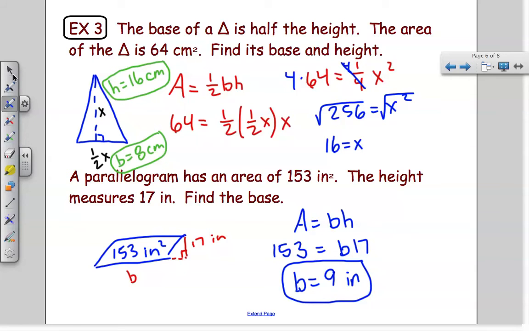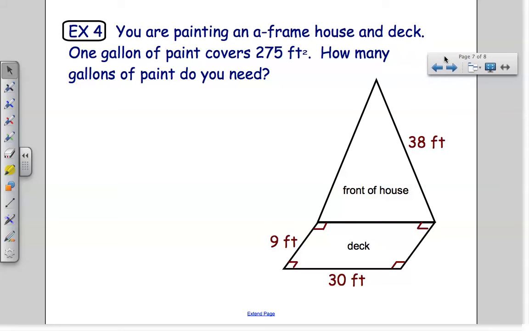So looking here how to solve for an unknown variable when you're given the area. And one more example, looking at a real life thing. You are painting an A-frame house. Here's the front of your house and a deck. We know 1 gallon of paint covers 275 square feet. 1 gallon equals 275 square feet. How many gallons of paint do you need to cover this house?